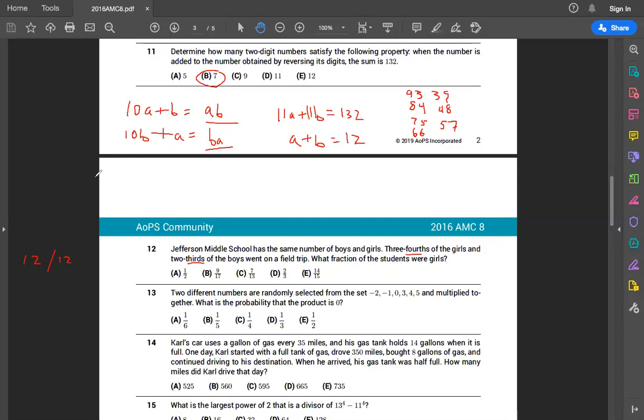So if 3/4 of the girls went on the trip, that would be equal to 9 girls. And then 2/3 of the boys went on the trip, so 2/3 of 12 is 8. So we just want the fraction that's girls, which would be 9 divided by 9 plus 8, which is 9 over 17. Alright, any questions about that?